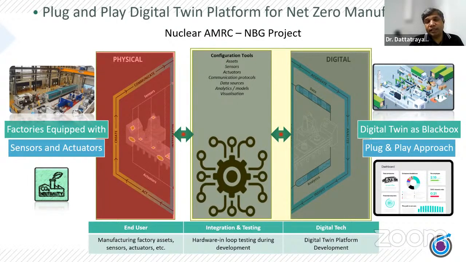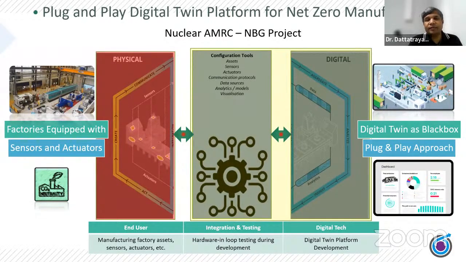And what is the current status in the industry to build this digital twin for net zero? Many small and medium manufacturing companies are not doing much for net zero operations. Some big companies are doing something because they have implemented some sensors, some Industry 4.0. Many big companies are becoming Industry 4.0 ready. But small or medium companies are still in the Industry 3.0 era. They are not Industry 4.0 ready.